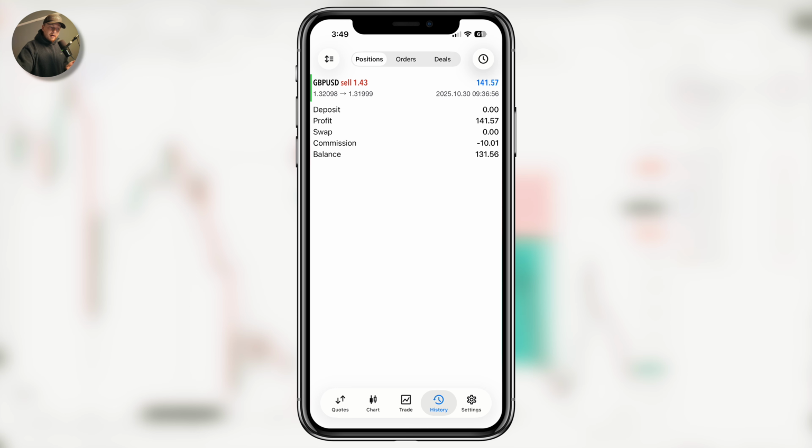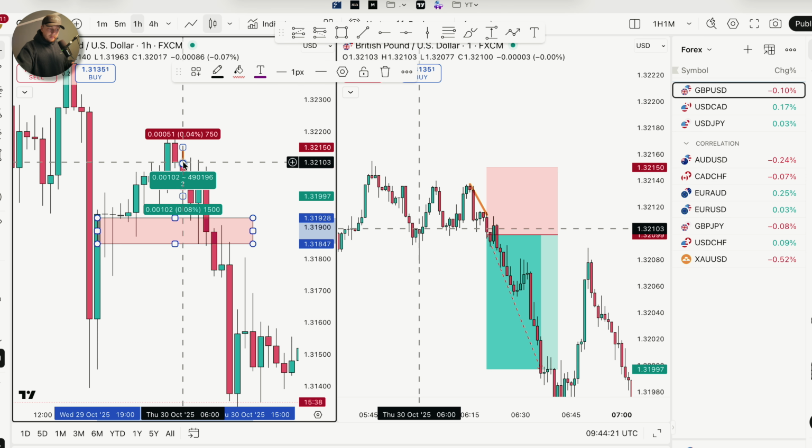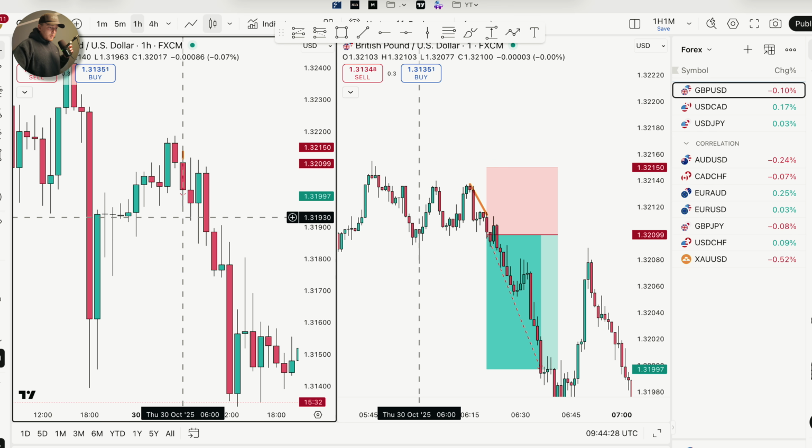So I was able to get my 1 to 2 target before we got down to these areas where price is rejected from on the hourly chart. So that's important that I'm at least able to get break even before we come back down to these areas. So I was able to do that.